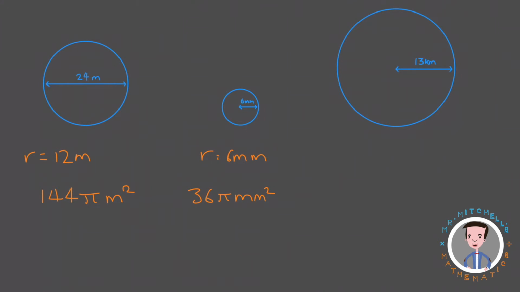The last one, which I'll do here at the bottom, is 13 kilometers. And as that's the r, we do 13 kilometers squared, which is 169. And so the final answer is 169 pi and kilometers squared.